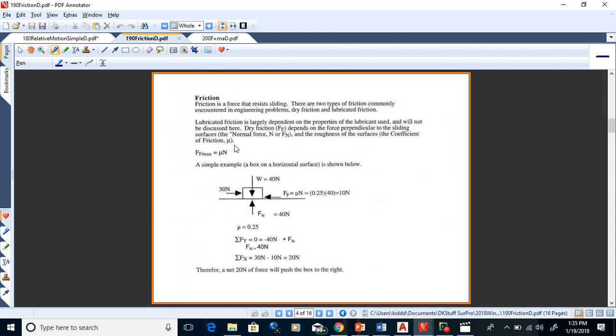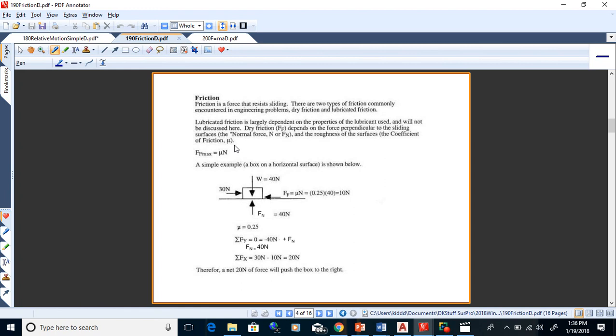Now, friction is a force that resists sliding. There's actually two types of friction. Dry friction, where the surfaces are dry and you've got interference between the two surfaces and the irregularities in them. But there's also lubricated friction, which I don't know if you mechanical engineers will get into, where you actually lubricate things like in an engine. We'll look at dry friction.